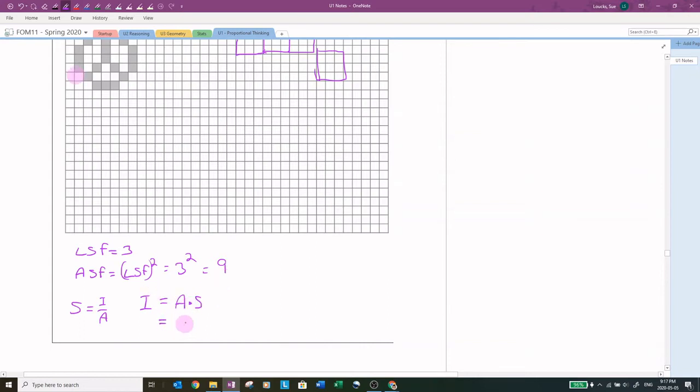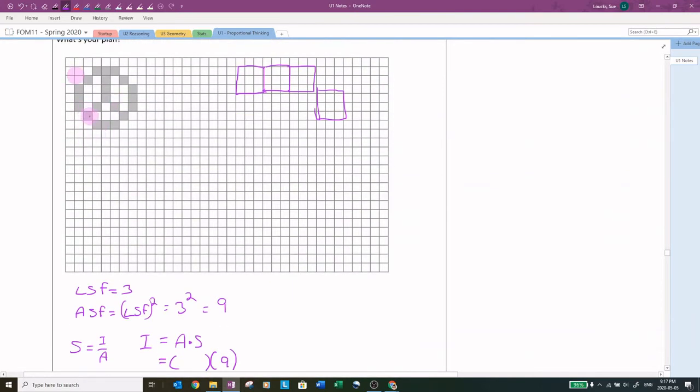My image is going to be however many squares my original is times 9. So now I just need to go up and count how many squares were in the original one. 1, 2, 3, 4, 5, 6, 7, 8, 9, 10, 11, 12, 13, 14, 15, 16, 17, 18, 19, 20, 21. So put 21 in here. I need 189 squares of colored paper.